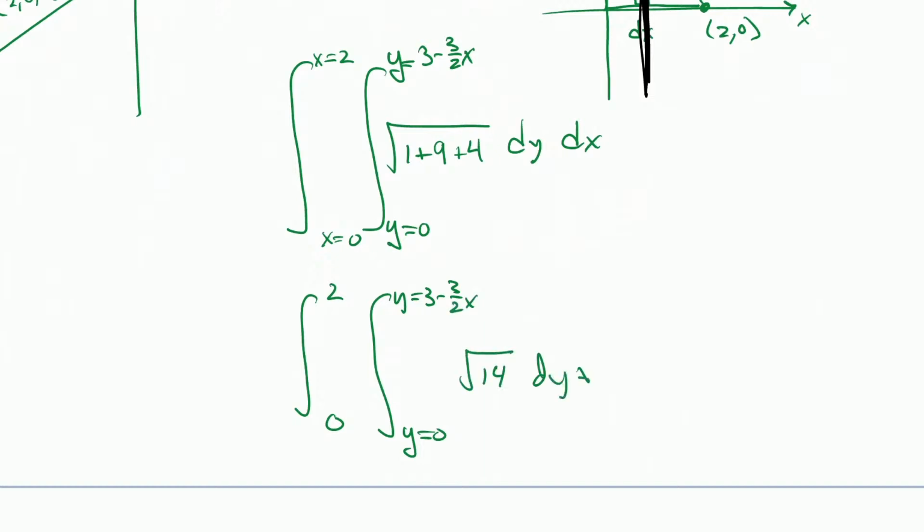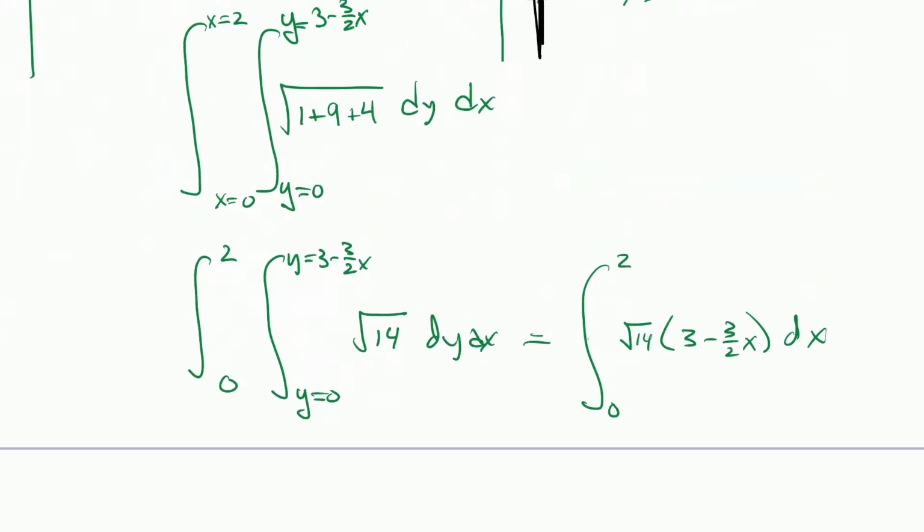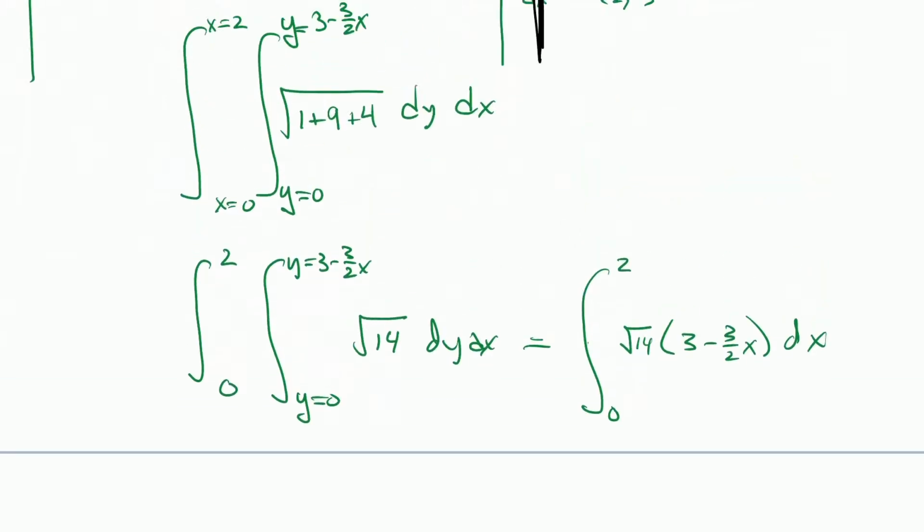So there it is. Now the rest of this I think we can do, but I might as well finish it up since this is so easy. I'll get the integral from 0 to 2 of radical 14 times 3 minus 3 halves x. I know I just skipped 2 steps there, but please do, it's going to be, well, here, I'll write it down. I'm doing a disservice to you. My apologies. Here.